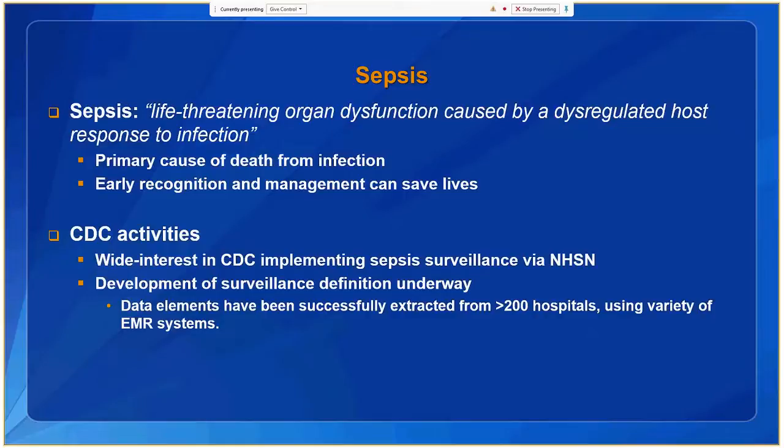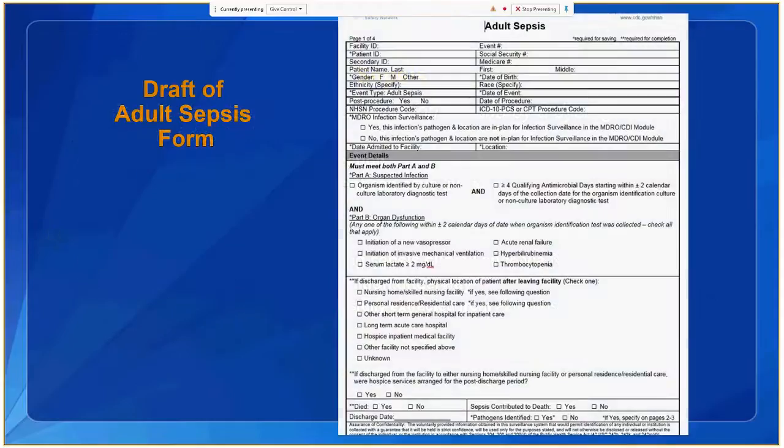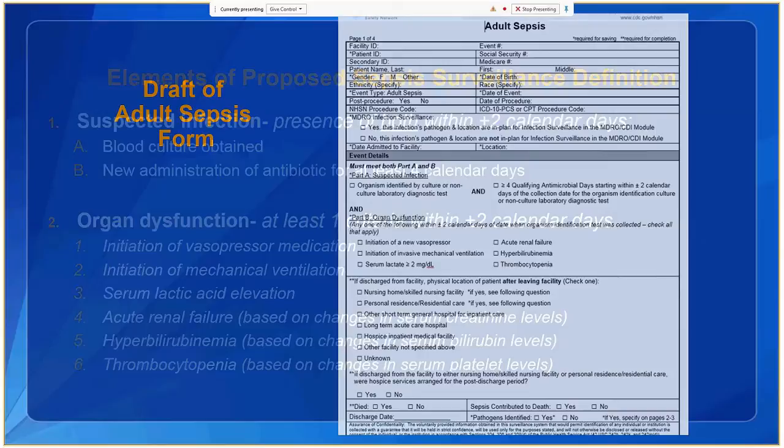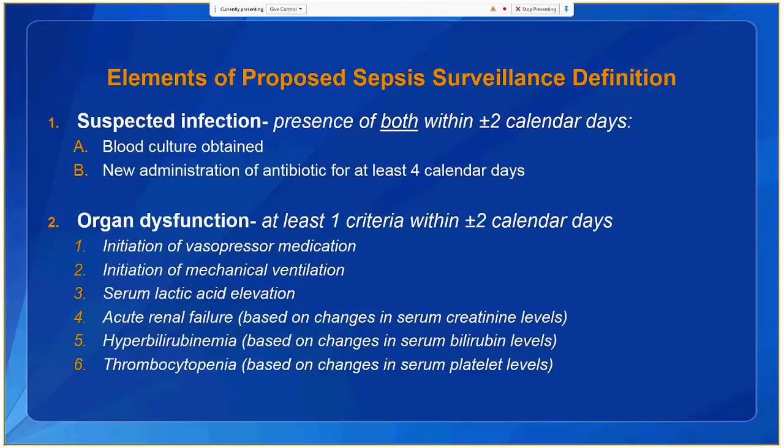Colleagues from Harvard University, who have also helped us develop the VIE module, have led an ongoing study that extracted data elements from over 200 hospitals around the country using a variety of EMR systems to develop and test a surveillance definition for sepsis. If we can go to the next slide, please. I'll skip ahead one more slide here, actually, and we'll come back to that one.